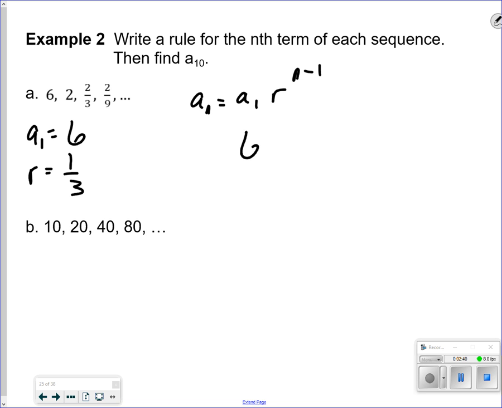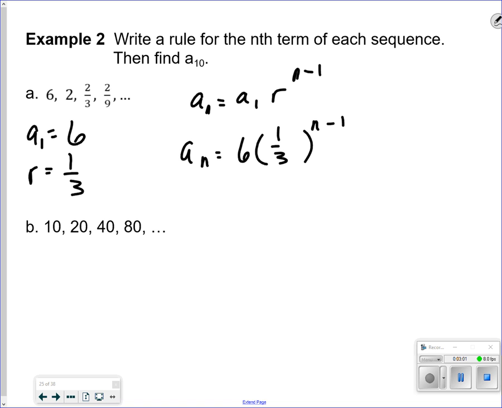So I know a sub 1. Usually I put parentheses around your r, and you need parentheses, especially when it's negative. So a sub 1 is 6, and then r in parentheses, raised to the n minus 1. I recommend putting parentheses around your r.